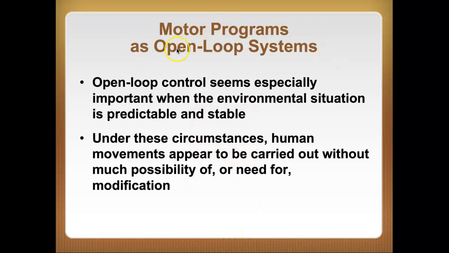So the motor programs as an open loop system. An open loop system is especially important in an environmental situation that is predictable and stable. A free throw, a tennis serve, whereas a normal basketball jump shot has other things that are unpredictable and unstable. Most tennis returns are going to be unpredictable and not stable. So that's why we say things that are consistently the same all the time here. In most circumstances, the human appears to carry out the action without much possibility or need for modification, unless it doesn't go in.